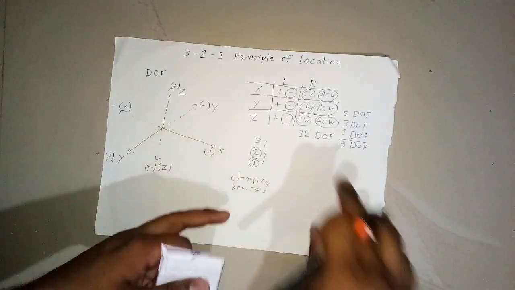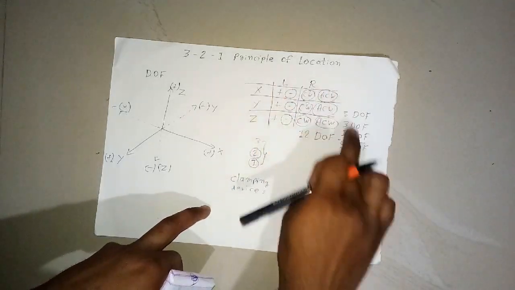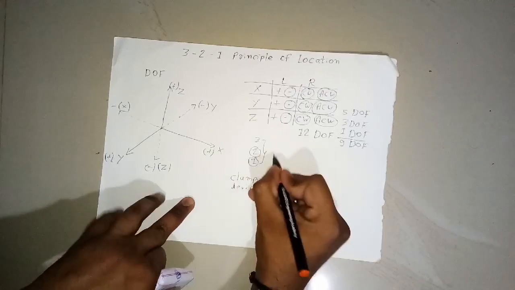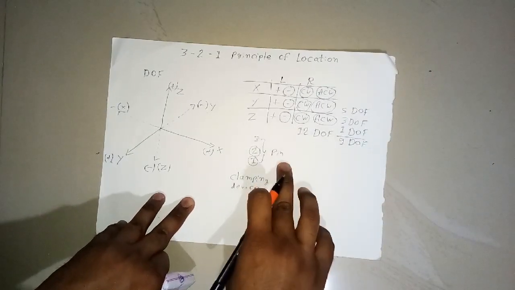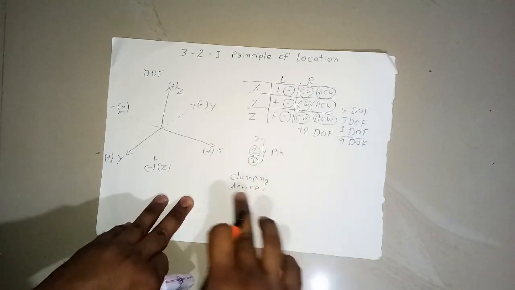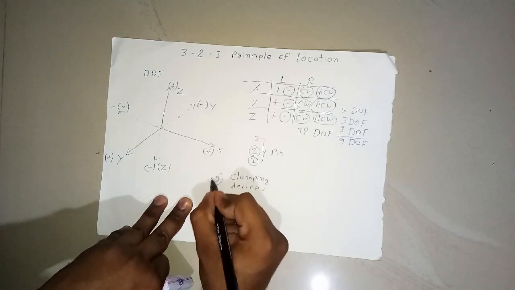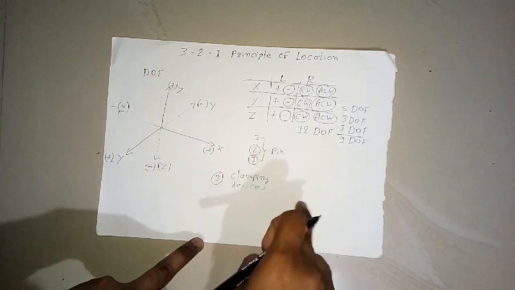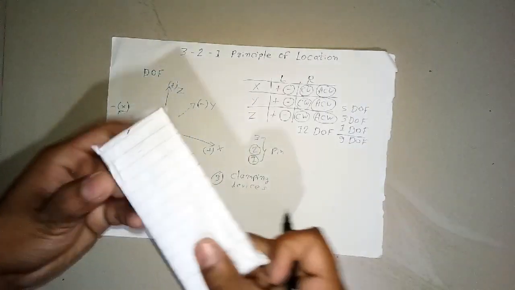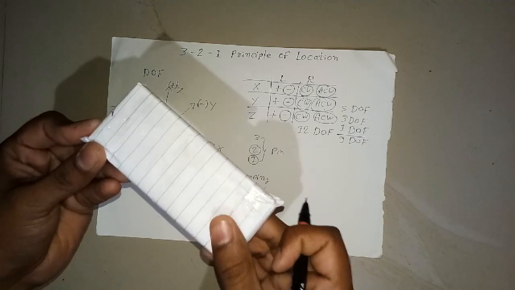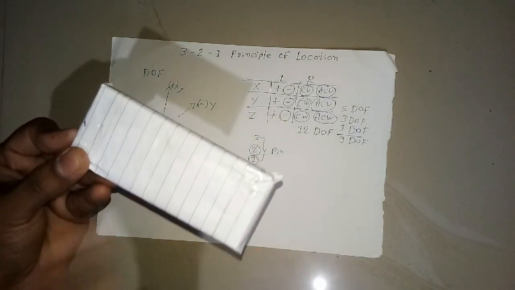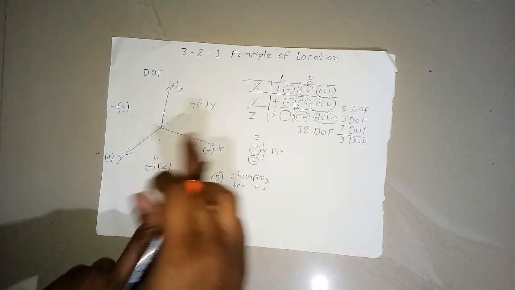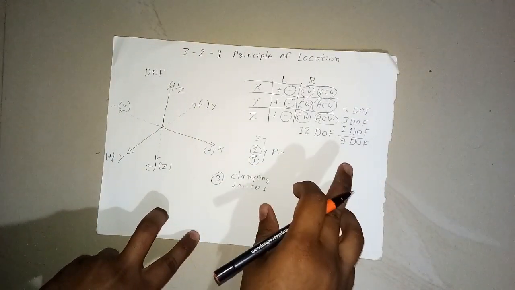So these 12 degrees of freedom are restricted by using 3-2-1 different pins, or nut bolt, or any kind of arrangement, and these 3 clamping devices. This whole example is used for a workpiece which has 12 degrees of freedom. So this is the 3-2-1 principle of location.